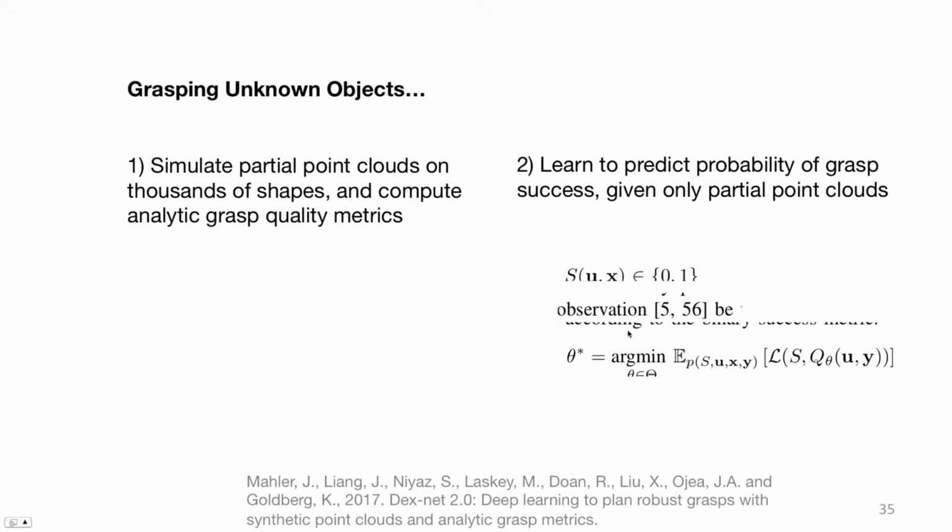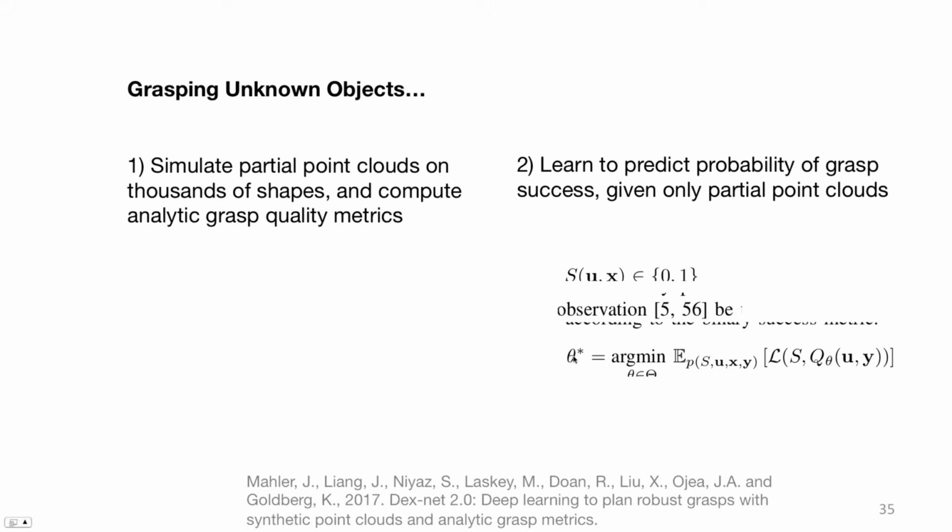That next line is missing. But if I can remember off the top of my head, that's just simply saying that since you don't know the state, you want to estimate some measure of the quality of a grasp, which would be the expectation of that S, given not U and X, but given U and Y, where Y is the actual measurement that you have, because you don't have the full state.